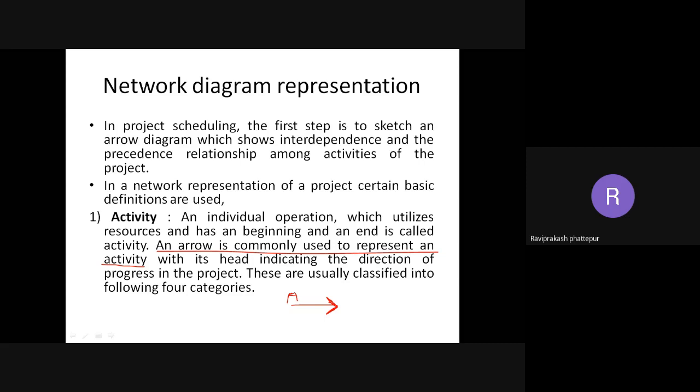The names of the activities only could be there. We never know. The next activity B could be marking and cutting the exact sizes that are required to make a particular chair. This is an activity. These are usually classified into the following four categories. So what are these four categories?